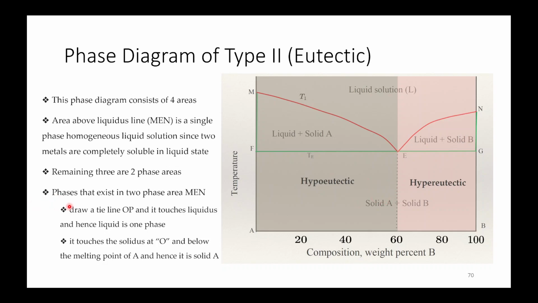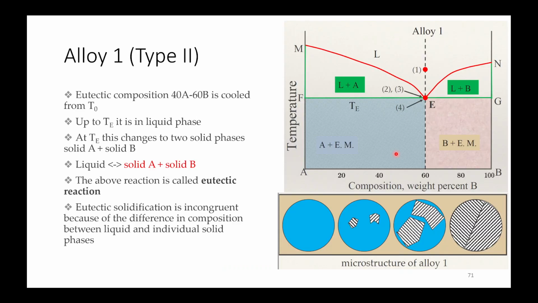In this case, the red line corresponds to the liquidus and the green line corresponds to the solidus line, and E point is the eutectic point. Here the eutectic composition E is 40A and 60B.